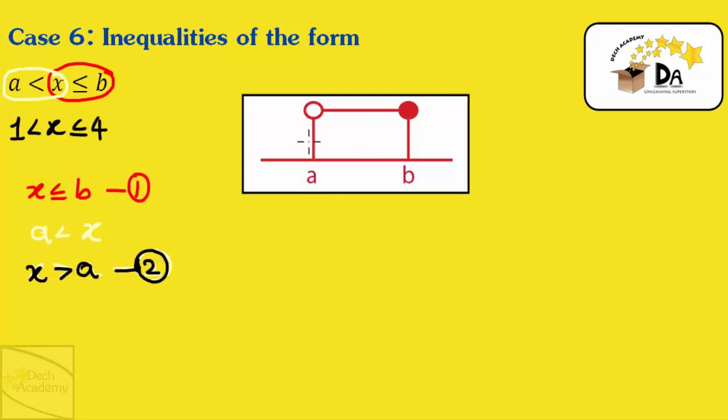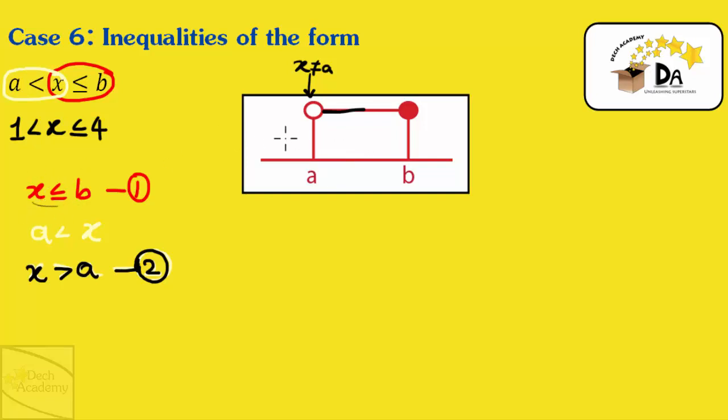You locate a on the number line and draw a vertical line with an unshaded circle, because x is not equal to a. That's what this means. The unshaded circle tells you x is not equal to a, and a line pointing towards the right emanating from the circle tells you that x takes values greater than a, because values to the right of a are greater than a.